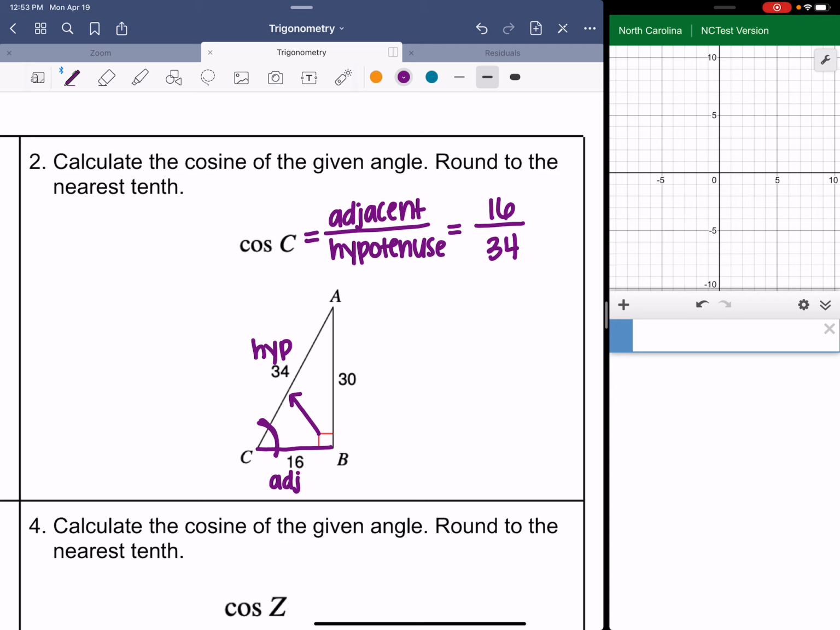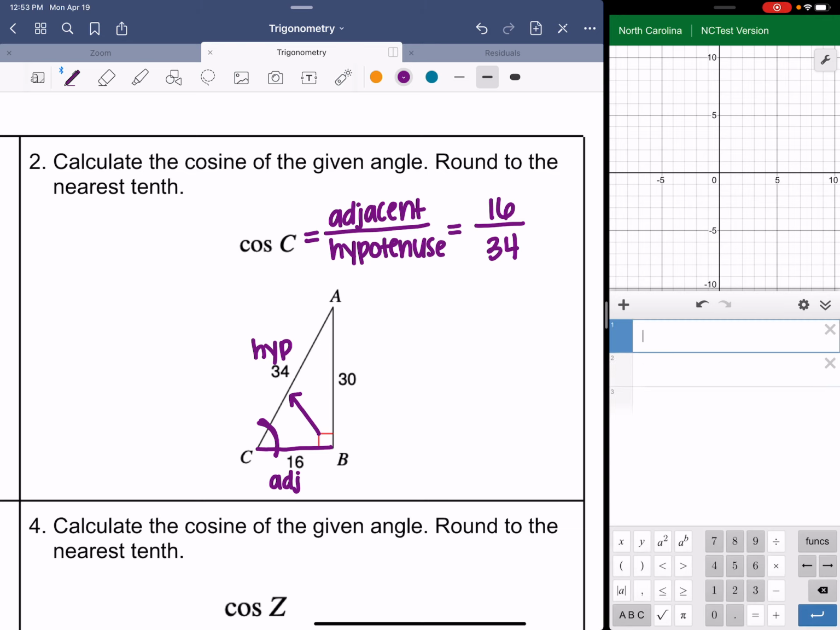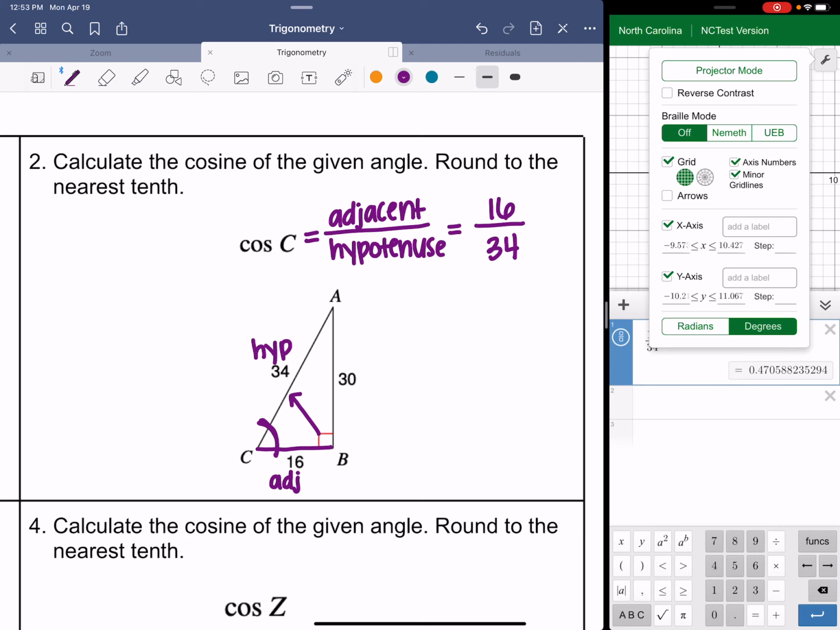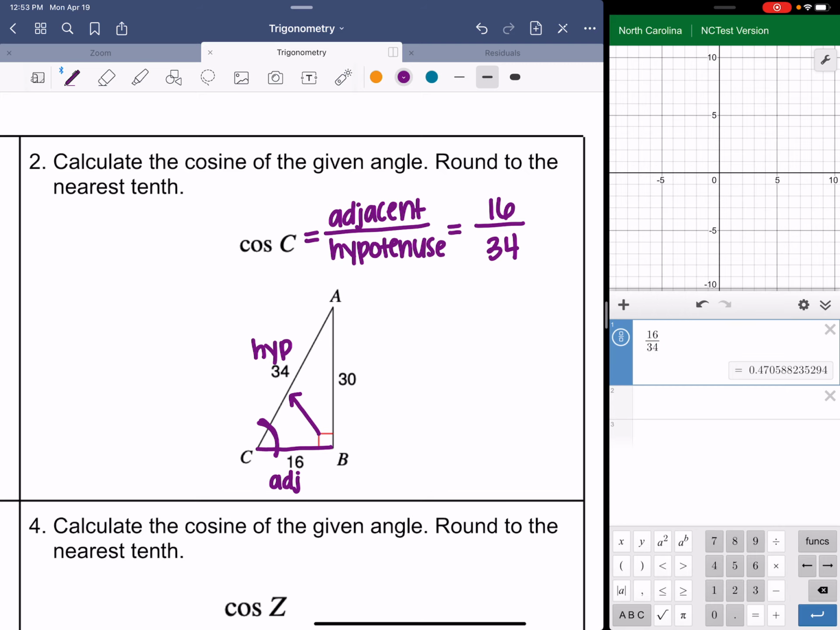So we need to figure out what that is equal to. So 16 over 34. Make sure we're in degree mode, even though that doesn't really change fractions, but just make sure that you're always there. And that gives us, if we're rounding to the nearest tenth, 0.5.